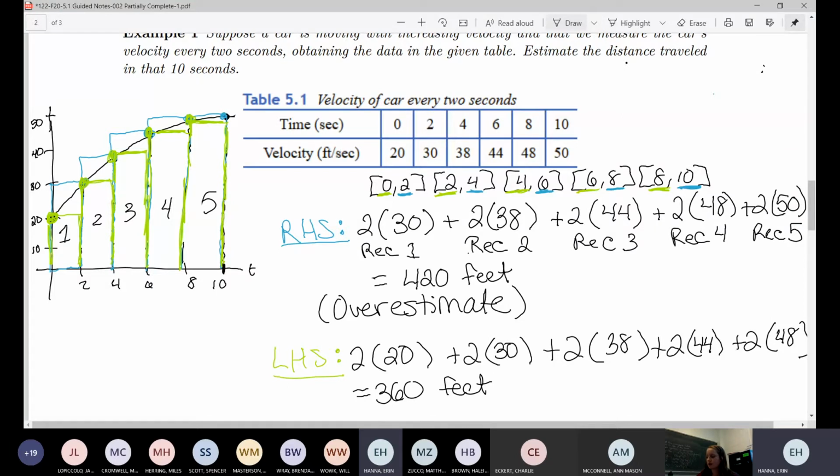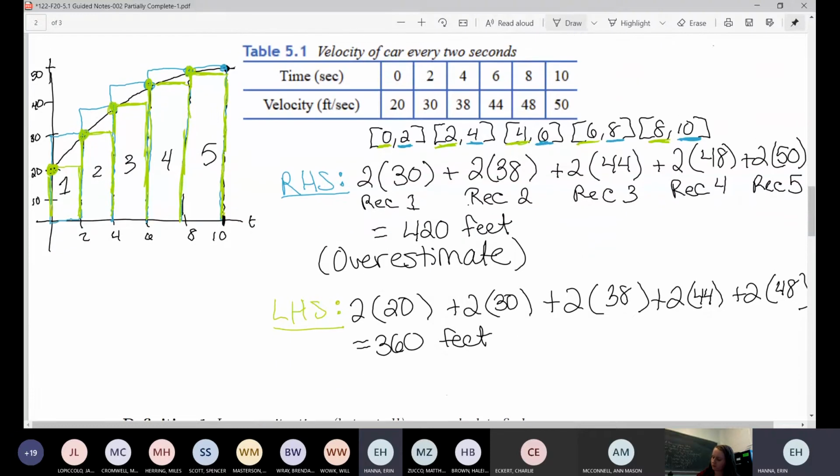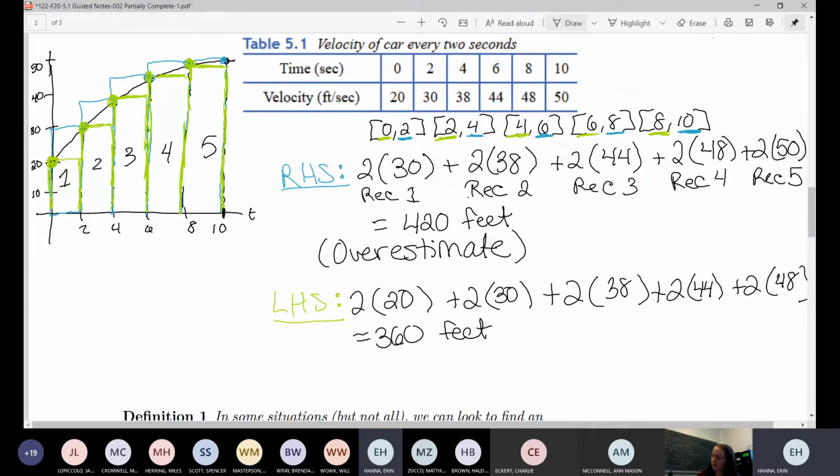And notice that the ones that I drew in green, or the left-hand side, scroll down. All of the rectangles end up pretty much below the actual function, so we don't get enough area. So that's going to be what we consider an underestimate.